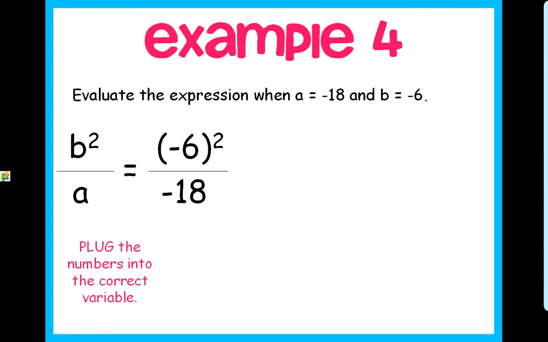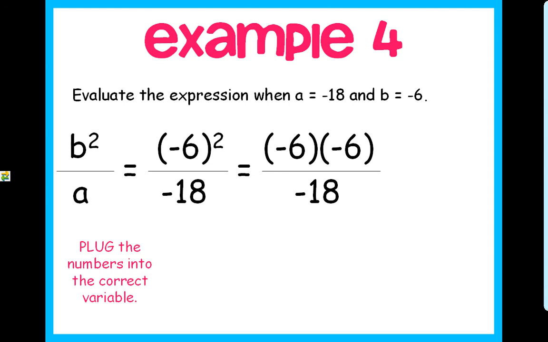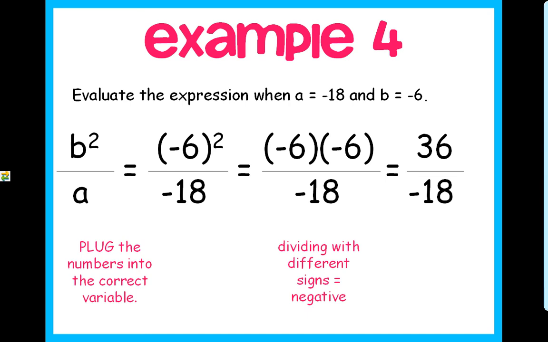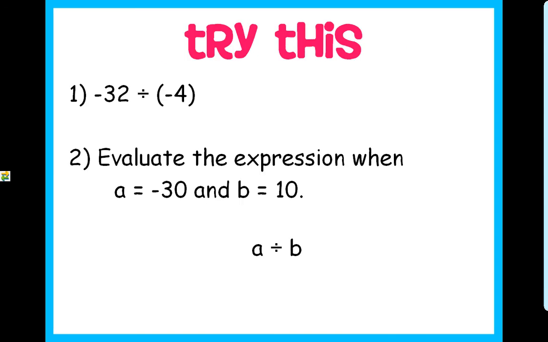Now here, we're going to have to solve our numerator first. So negative 6 squared is equal to a negative 6 times a negative 6. We're going to multiply it twice. Bring that negative 18 down because we're not solving it. It's already finished. Negative 6 times a negative 6, negative times a negative will give you a positive 36. Bring down that negative 18. When you're dividing with different signs, the answer will be negative. So 36 divided by negative 18 will be a negative 2. Okay, try these on your own and see what you can do.